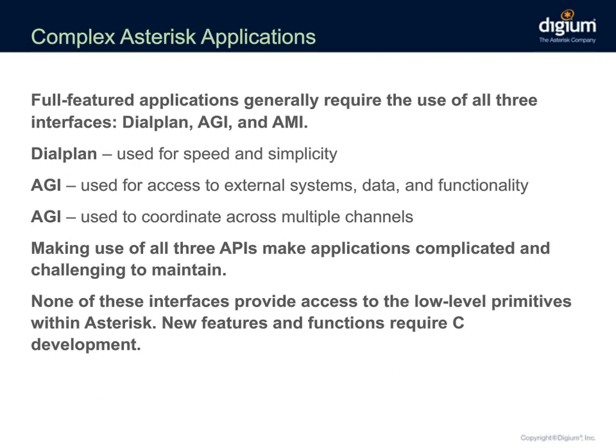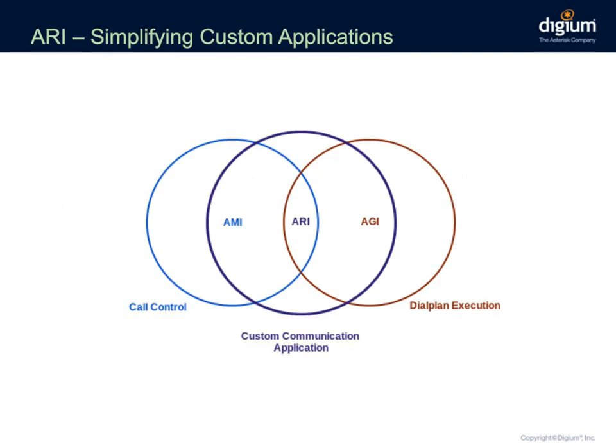So here's a quick sort of Venn diagram that project leader Matt Jordan put together when he was introducing us all to the concept of ARI. On the left-hand side, you see the third-party call control of AMI. And on the right-hand side, you see Dialplan execution and first-person operations going on from either AGI or Dialplan itself. And in the middle, you see ARI. It actually covers both sides of that.